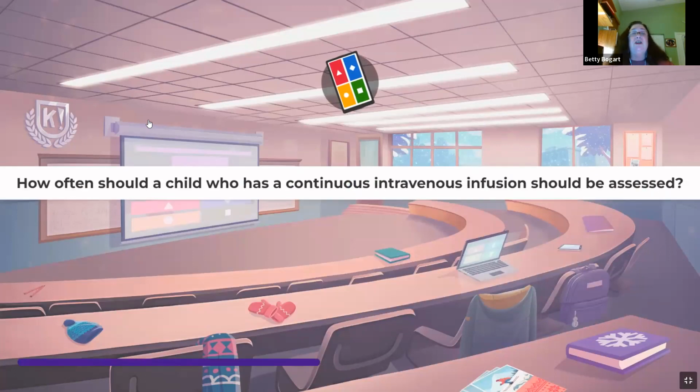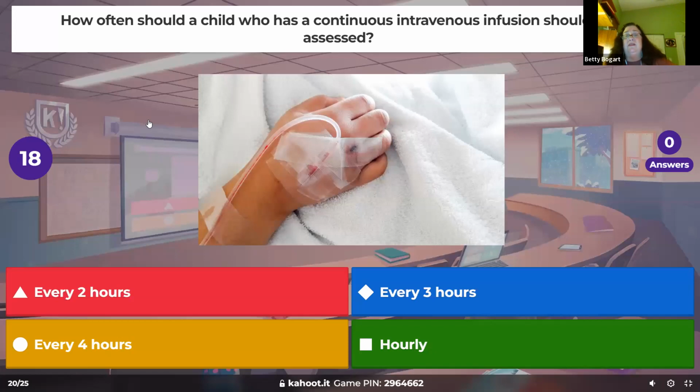How often should a child who has continuous IV infusion be assessed?